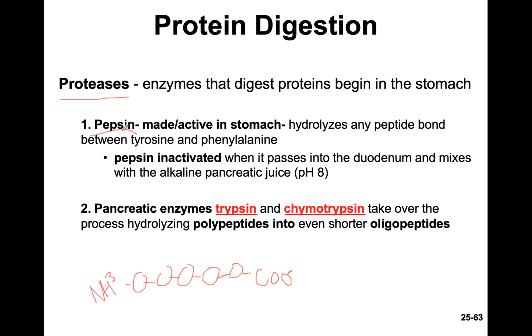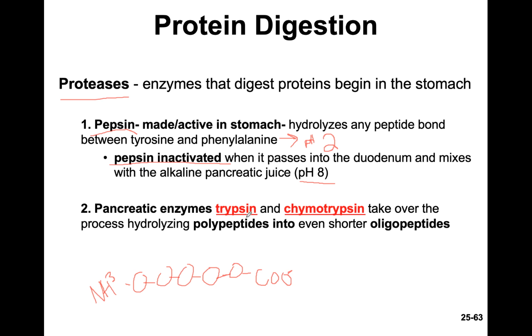What does this tell you that pepsin likes in terms of its optimal environment? Pepsin loves a pH of 2. What do you think is going to happen to pepsin when it goes from the stomach into the duodenum that has a more basic pH of about 8 or 9? Well, pepsin gets inactivated. It denatures, it breaks down. Does this mean we're done digesting proteins? Well, no, because the majority of protein digestion happens in the duodenum, where we've secreted our pancreatic proteases.